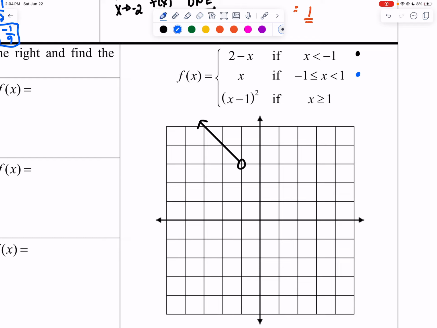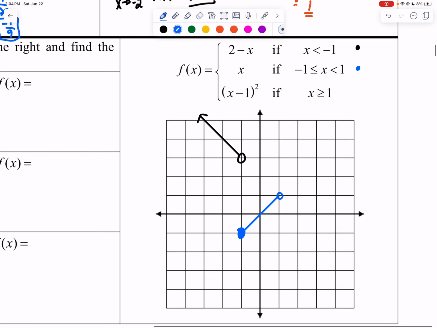My second subfunction is from -1 to 1, and that's for x. So that's this right here. And then I have x minus 1 squared if x is greater than or equal to 1. So that's going to be 2. If I plug in 2, that's going to be here. If I plug in 3, that's going to be 4. And then this is the quadratic. So it's going to look something like that.